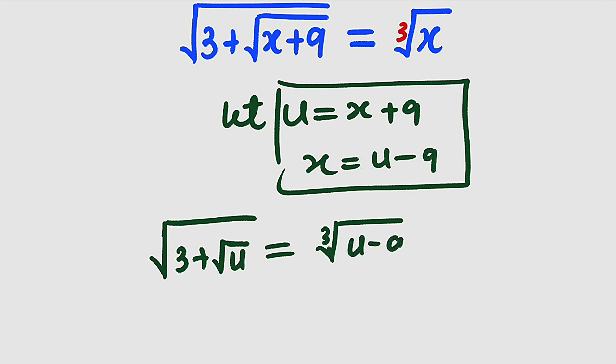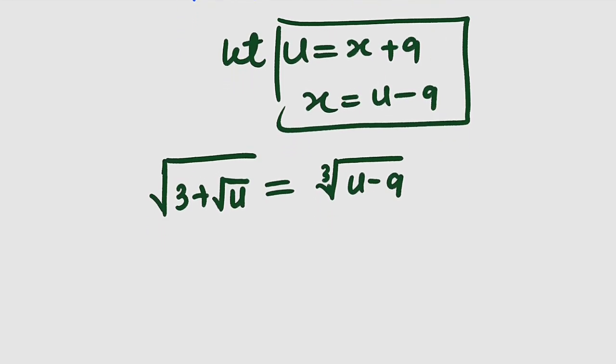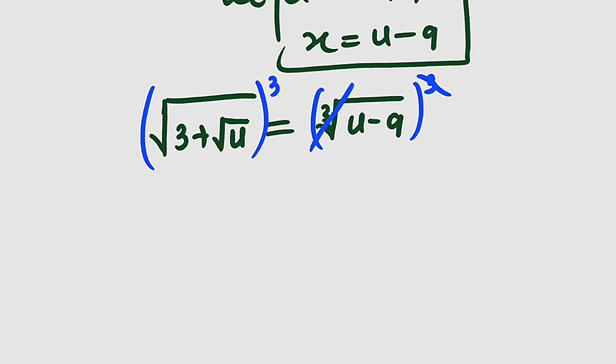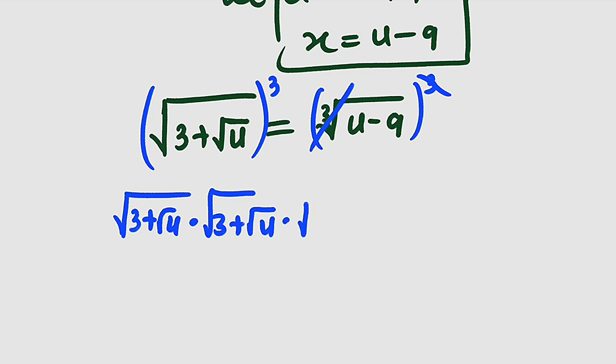To get rid of the cube root, we have to cube both sides. Raise both sides to the power of 3. Raise this to the power of 3, so that this will cancel this. But what happened to the left hand side? It will be square root of 3 plus square root of u times square root of 3 plus square root of u times square root of 3 plus square root of u. And this is equal to u minus 9.